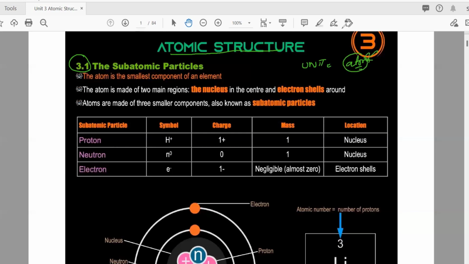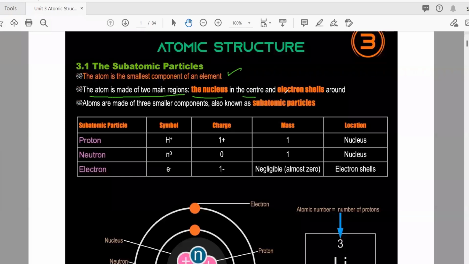Now we will talk about the different features, or points, which have been discovered over a period of time. First of all, the atom is the smallest component of an element. We have discussed this already. The atom is made of two main regions: the nucleus in the center and electron shells around it. So if you talk about the atom, you can divide it into two main parts.